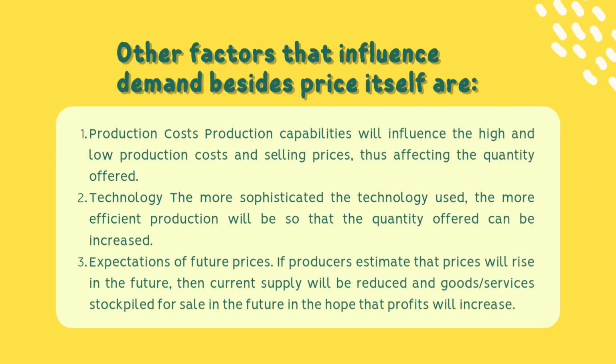Other factors that influence supply besides price itself are: number 1, production costs. Production costs will influence the cost and selling price of the product, thus affecting the quantity offered. Number 2, technology. The more advanced the technology used, the more efficient production will be, so that the quantity offered can increase. Number 3, expectation of future price.